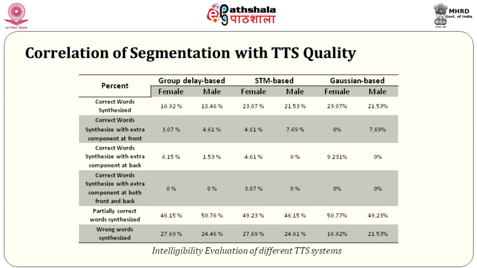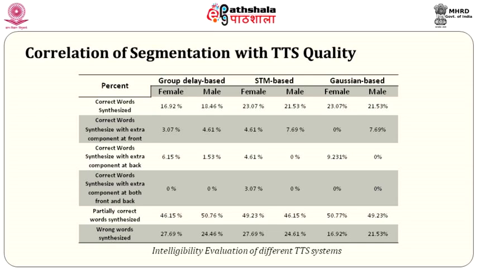6 different Gujarati TTS systems were built, 3 each for female and male voice, corresponding to 3 different segmentation methods. That is, the DON label tool, which uses the minimum phase group delay-based segmentation algorithm, the Gaussian-based segmentation algorithm, and the STM-based segmentation algorithm. The TTS is built using a Gujarati database of 38 minutes, consisting of 184 utterances as speech corpus covering 5,350 syllables. The table, which you can see, denotes the intelligibility evaluation of different TTS systems.